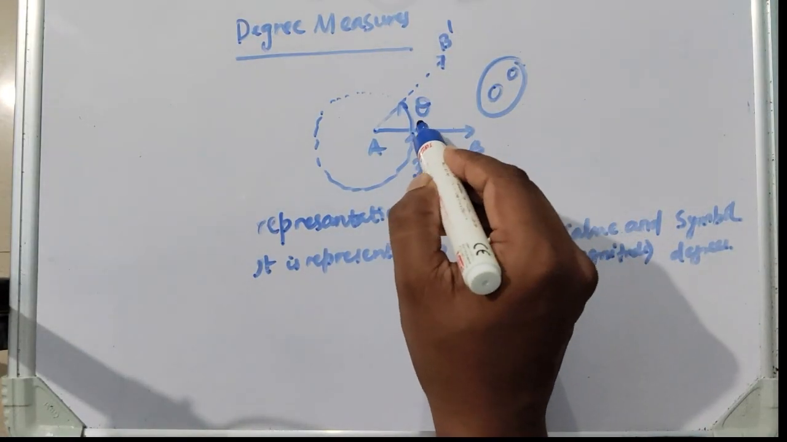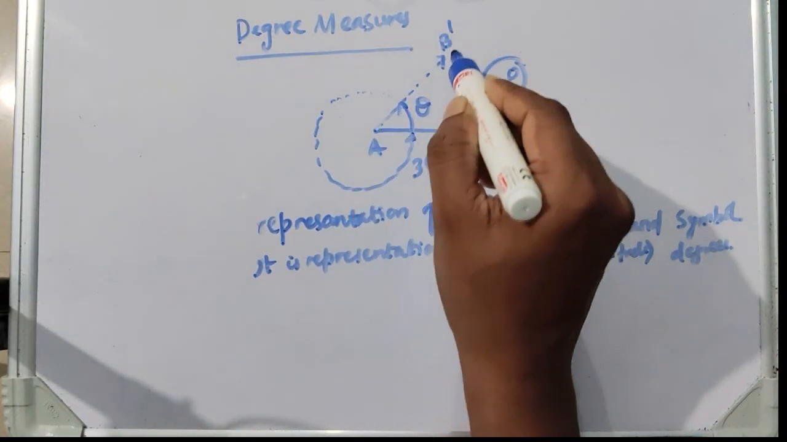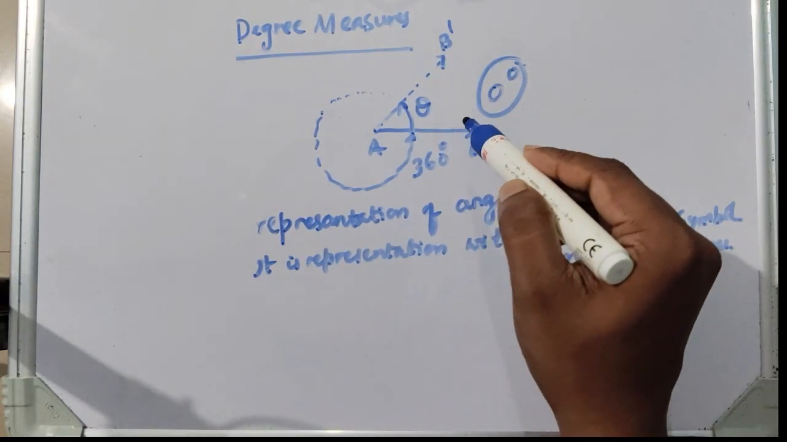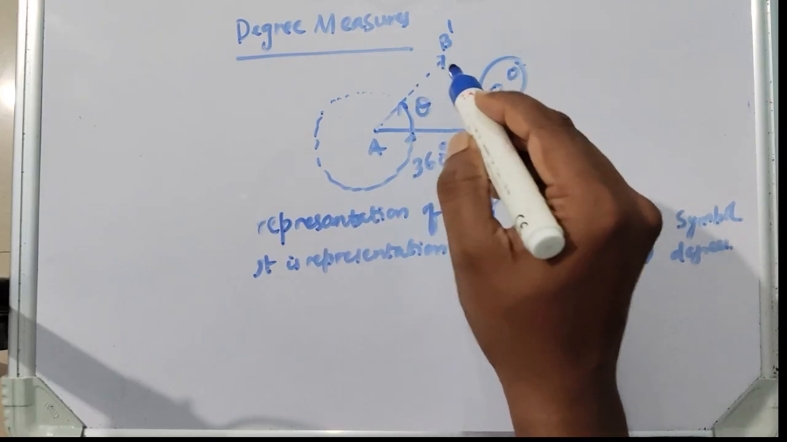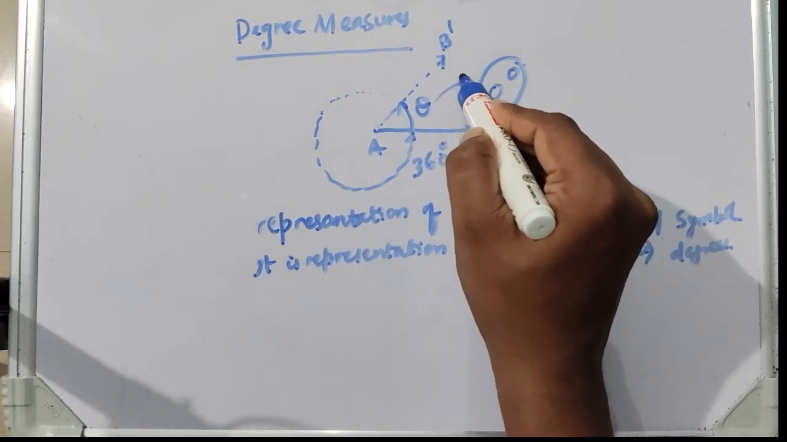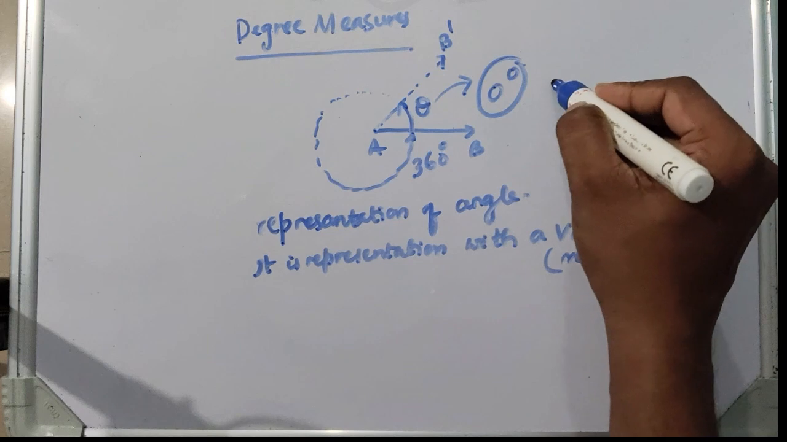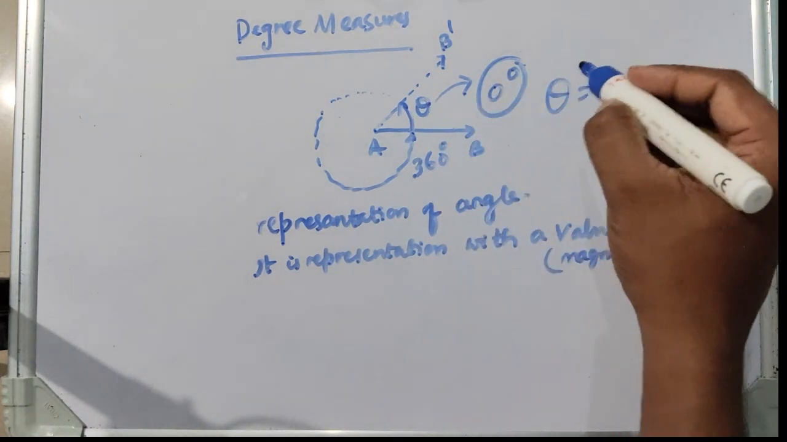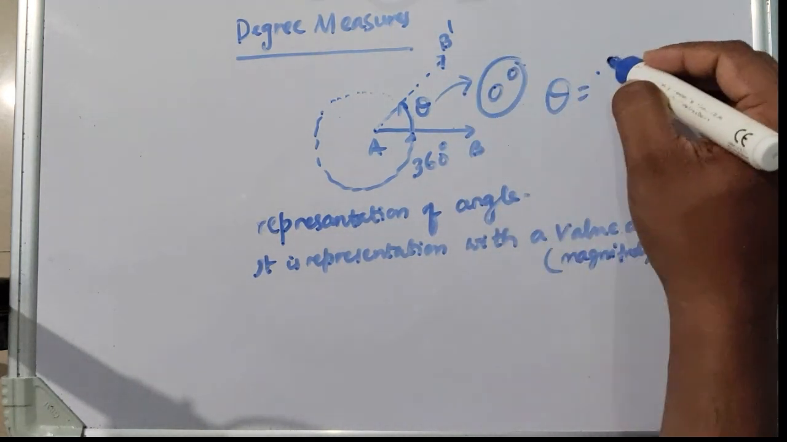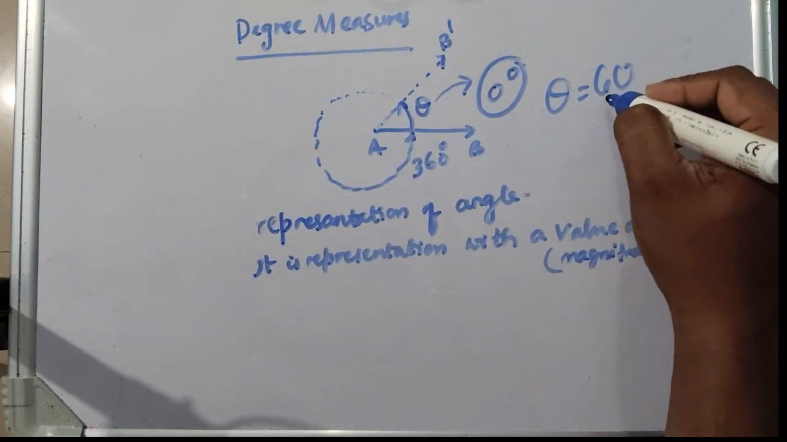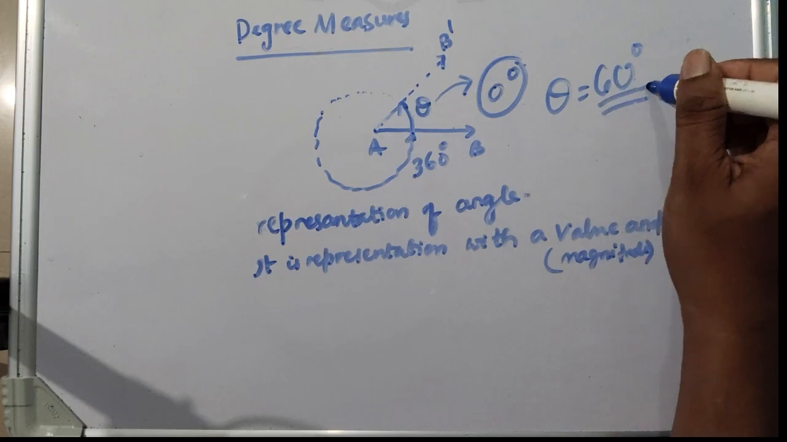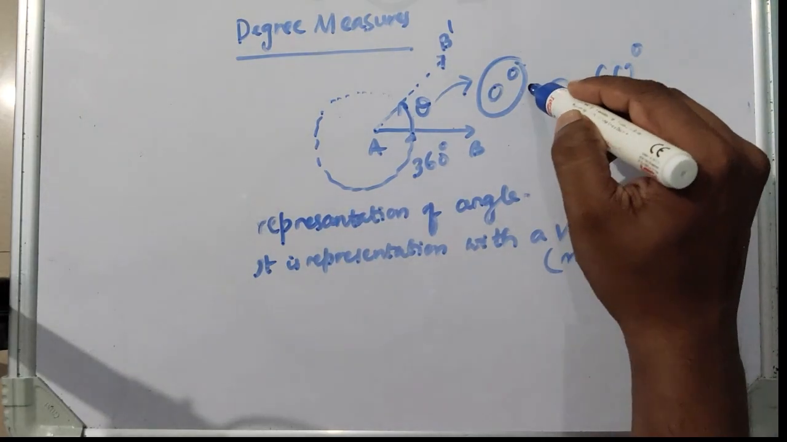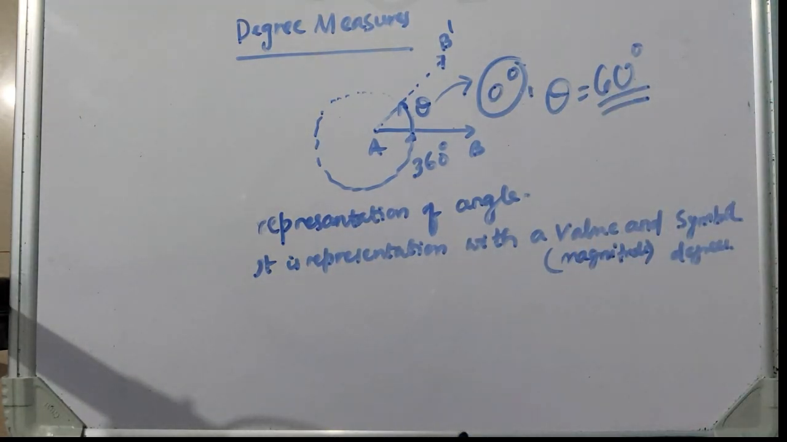So let's say a point B moved to an angle theta, so its value will be theta, which is equal to a certain value. Let's say it is rotated to an angle 60, but this is the magnitude and its representation is 60 degree. So this is called degree measure.